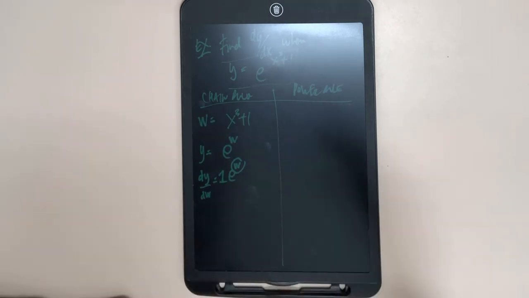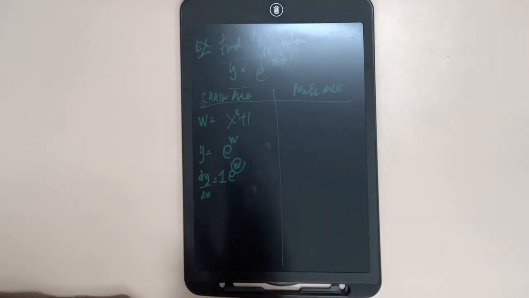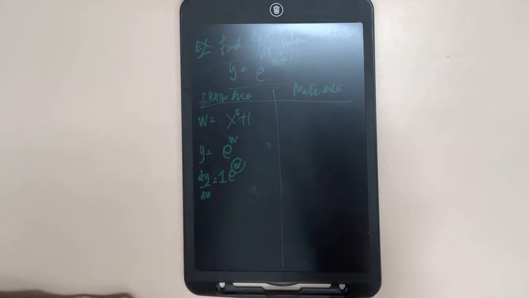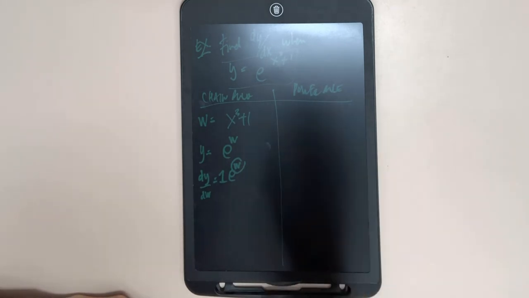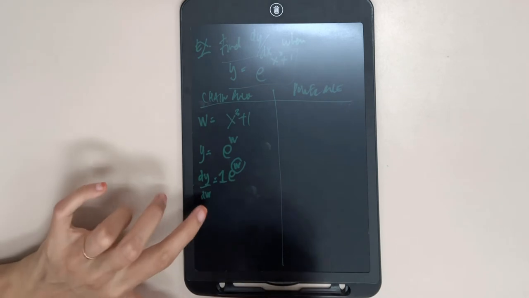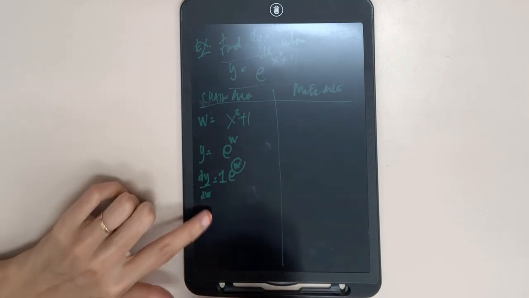Let's say if you have e power of 2w, e power of 3w. So this is the steps. After you differentiate the exponential itself, you will get back the exponential. But then you need to differentiate the power and then put it in front. Okay. Alright. So this is your dy/dw.